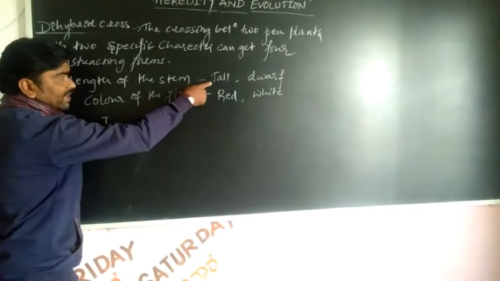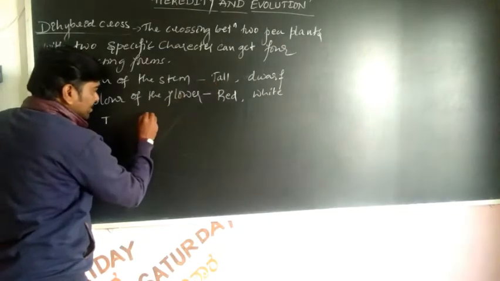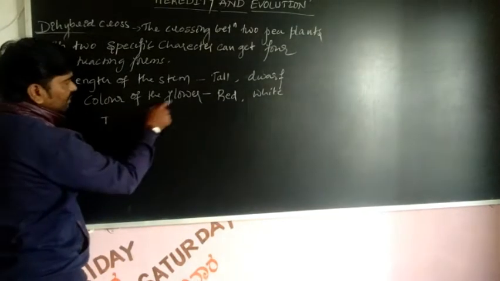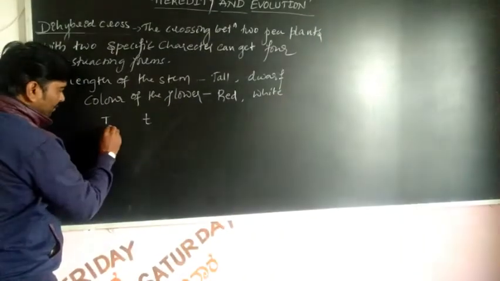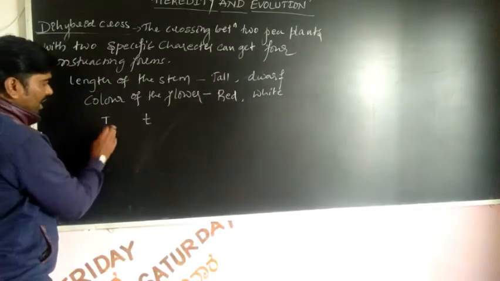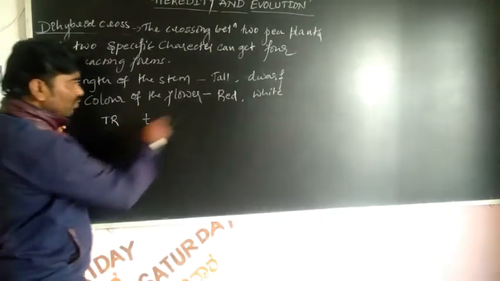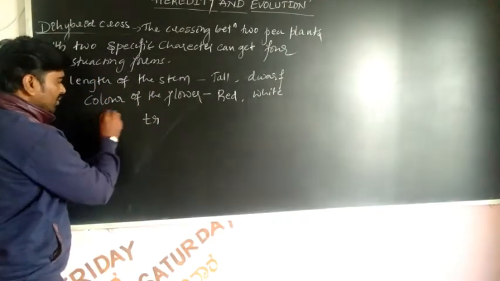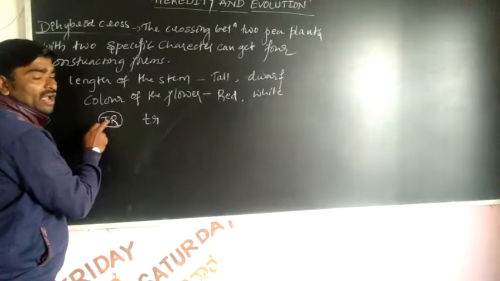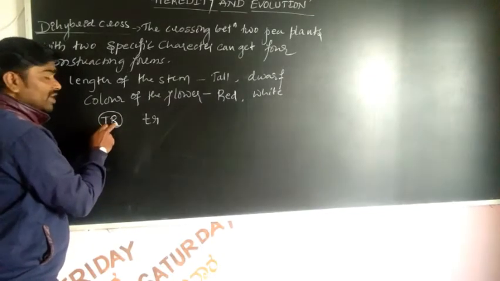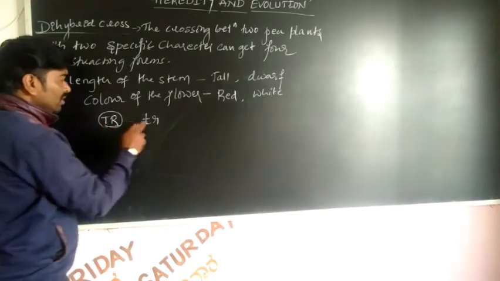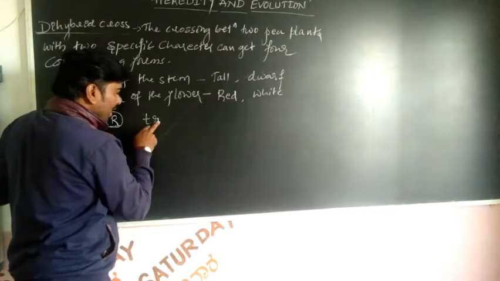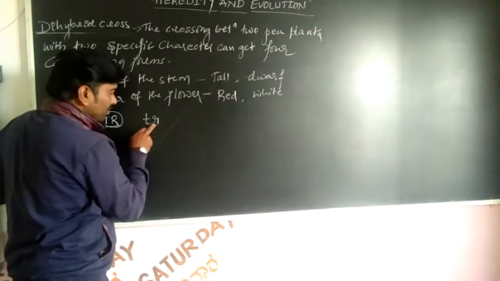So we can write here their gametes. Tall plant gametes, capital T. Dwarf plant gametes, small t. And for color of the flower, the red flowering plant is capital R, and the white flower is small r. So capital R, capital T is a red flower with a tall plant. Small r, small t indicates a white flower with a dwarf plant.